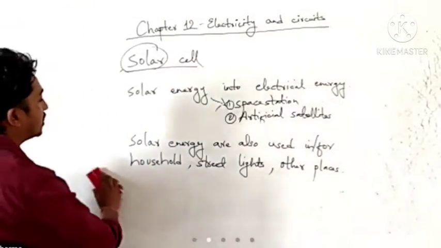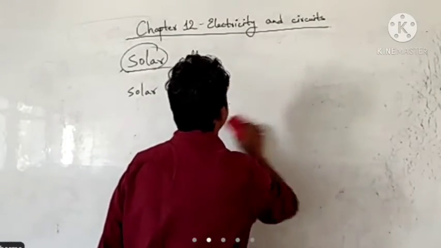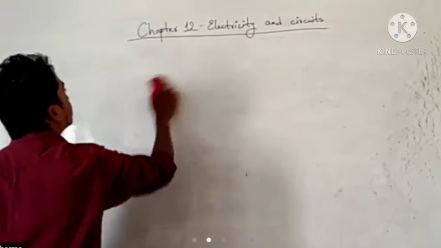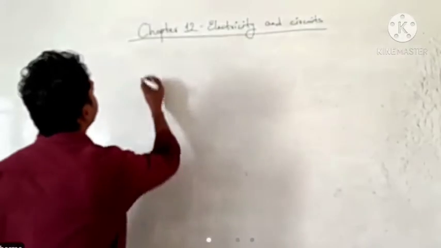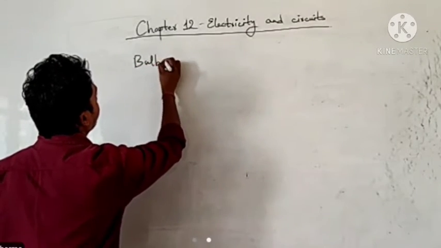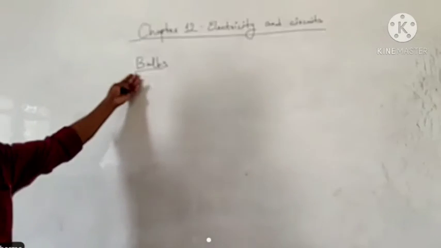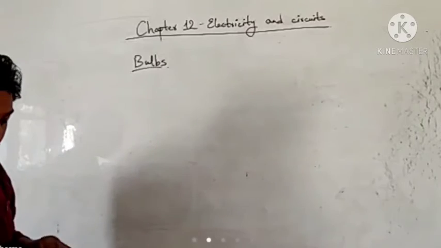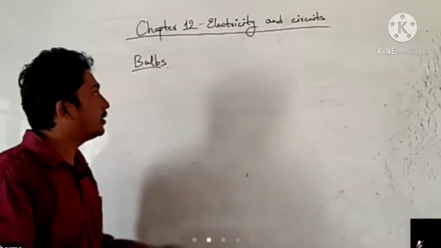Now we will move towards another component of electricity or electric circuit, that is the electric bulb, or we can say torch bulbs. It is one of the major parts of electricity. Now in this case, first of all, we will learn about what it constitutes, that means what is present in the bulb.